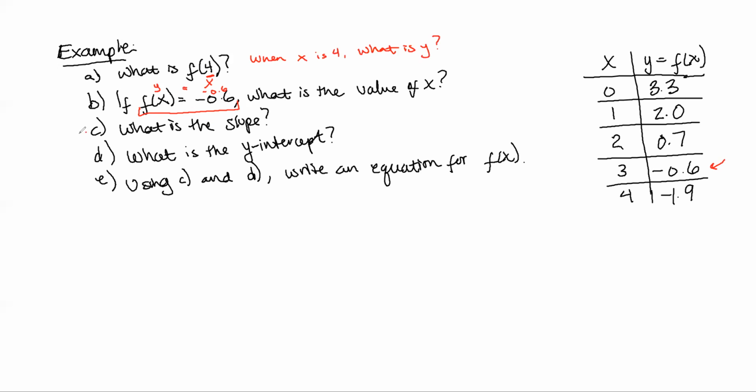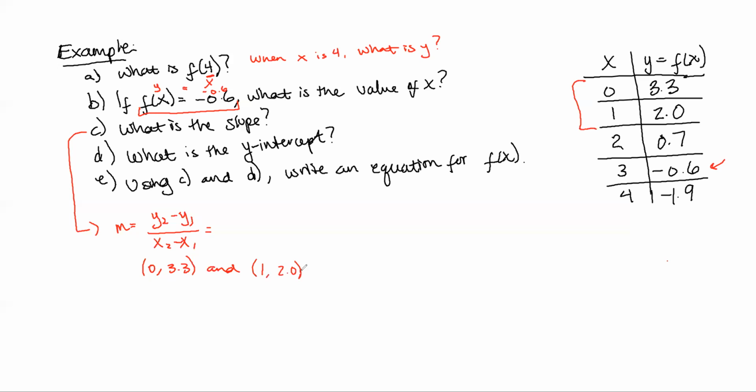Part C, and this is the one that I really want to show you guys, is the slope. Now, for the slope, remember to find slope, we need to use our slope formula, y2 minus y1 over x2 minus x1. And now what I'm going to do is pick 2 points from our chart, and it doesn't matter which 2. I'm going to pick these first 2 because the numbers are positive and they look a little bit nicer. So I'm going to have the point 0, 3.3, and 1, 2.0.